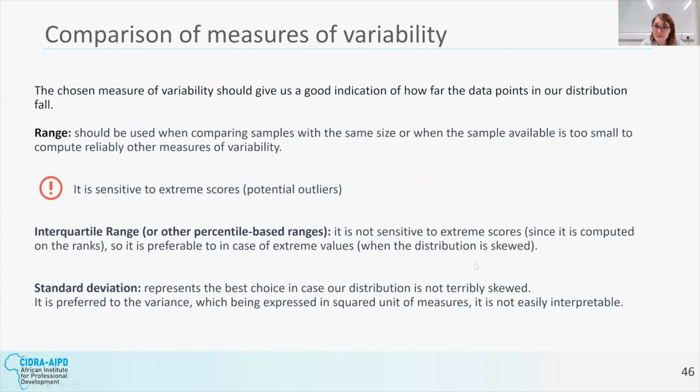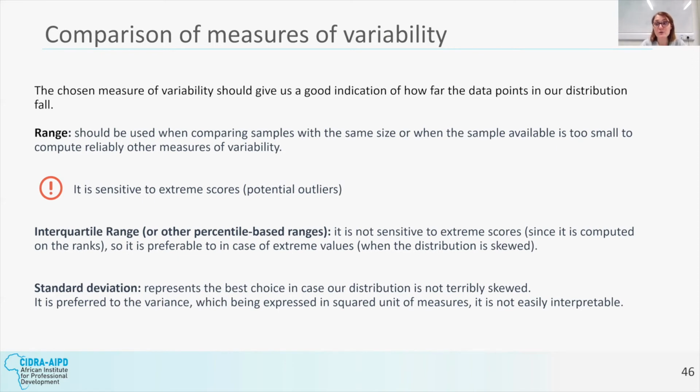So how can we choose the measure of variability which is more appropriate for our data? Well, what we need to bear in mind is that we need to have an idea of how far the data points in our distribution fall. So for example, if we have a very small sample size, or if we are comparing samples of a very similar size, then in that case we can compute the range. But bearing in mind that if we have extreme values, the value of the range will be biased.